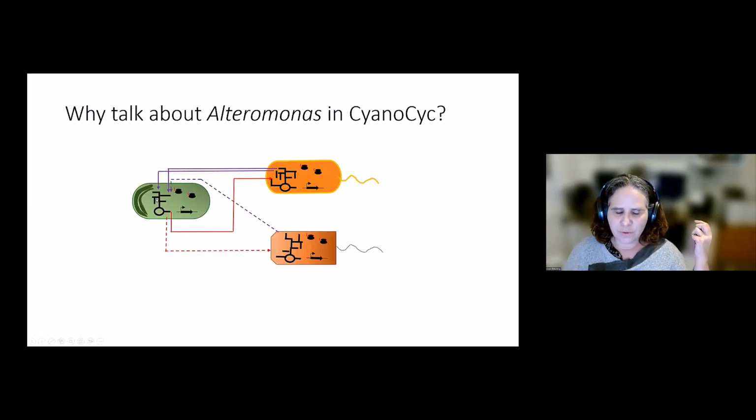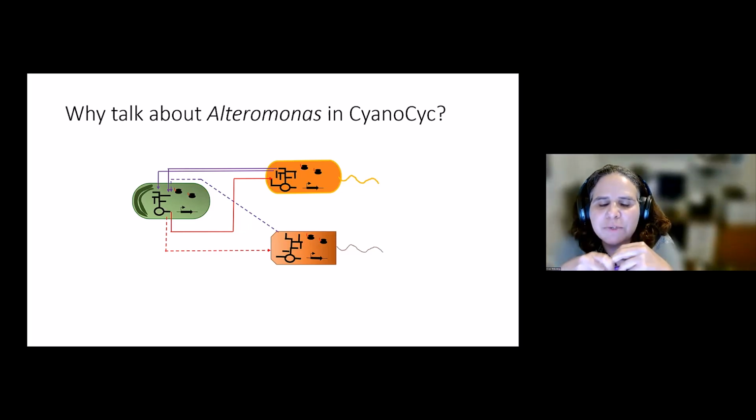So why are we talking about Alteromonas? It's a marine heterotroph. It lives in the ocean, but it's not a cyanobacteria. Why are we talking about it in CyanoCyc? Because it's been established as a model organism for interaction with Prochlorococcus, and there have been multiple studies from multiple groups on the interaction between Prochlorococcus and Alteromonas.